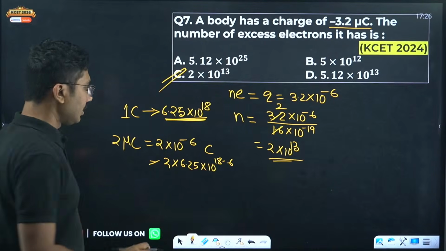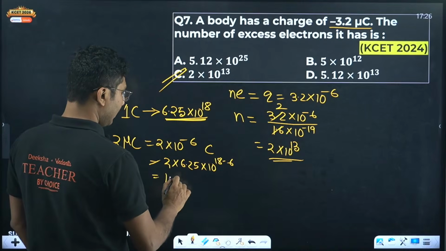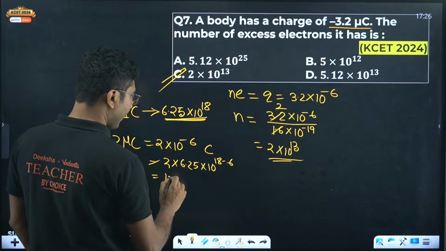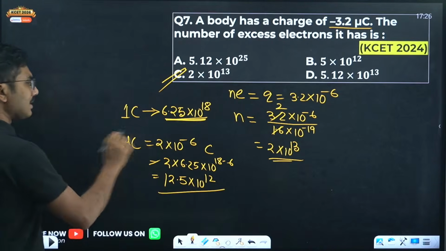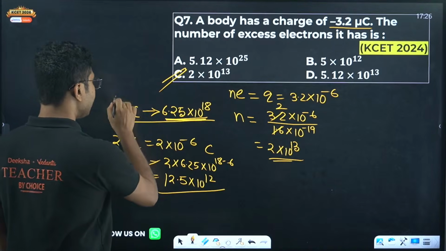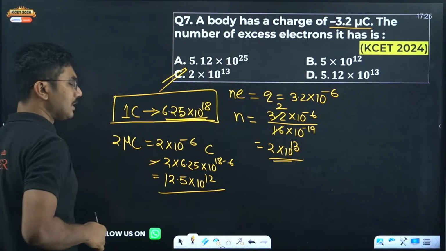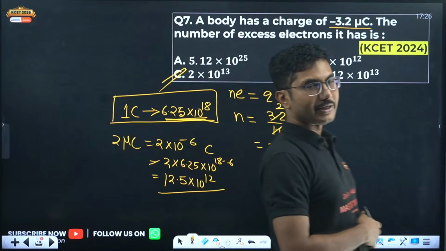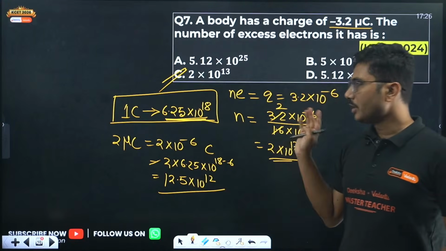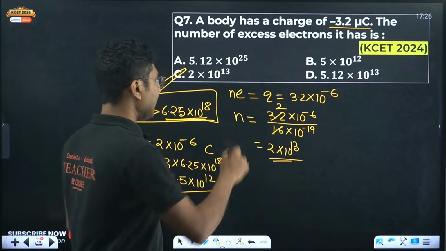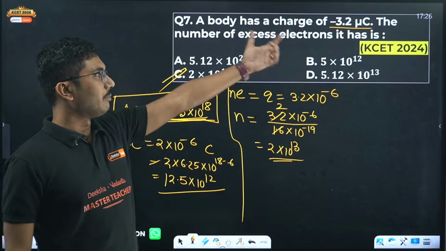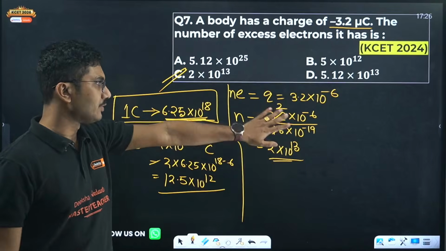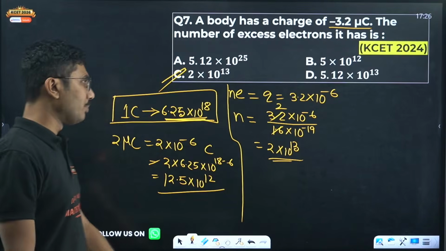Very simple. So that will be 12.5 into 10 to the power of 12. So if any other charges are given, then you should use this conversion factor. 6.25 into 10 to the power of 18, that is 1 coulomb charge. But in case the value is a multiplier of 1.6, you can use this formula. That is also super easy.